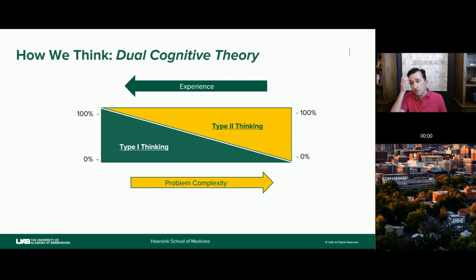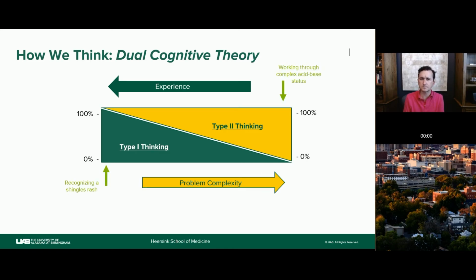Okay, so as I alluded to, which type of thinking you deploy is based on the specific nature of a task, and it's based on your experience. Okay, so as the problem gets more complex, you're more likely to use type 2 thinking. As you gain more experience, you're more likely to use type 1 thinking, and vice versa. Okay, so let me give you a clinical example.